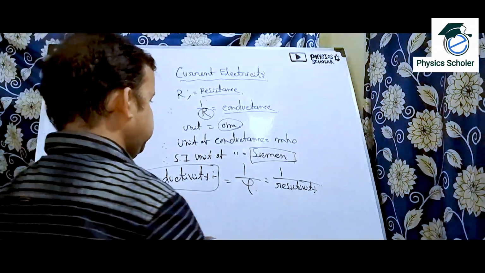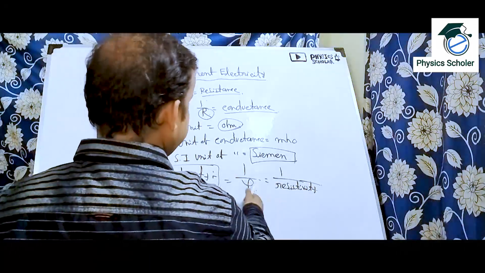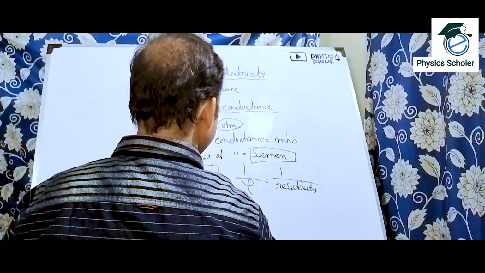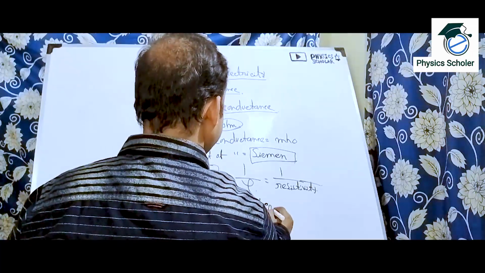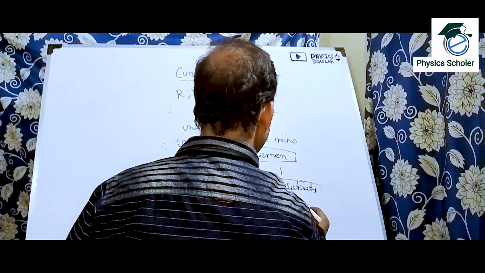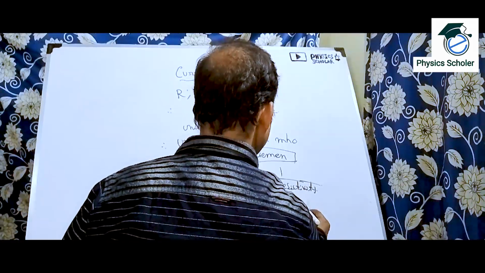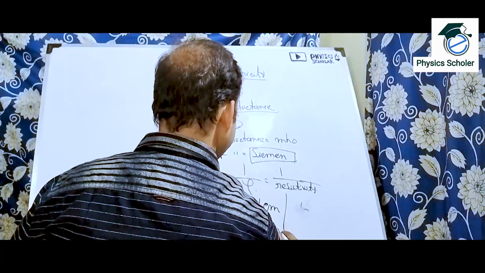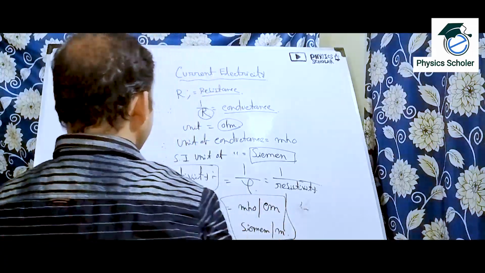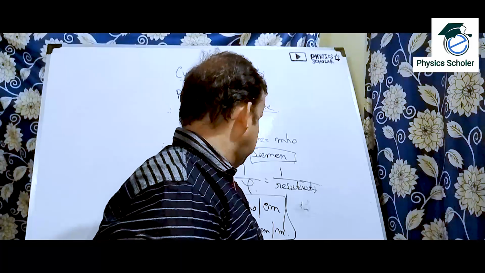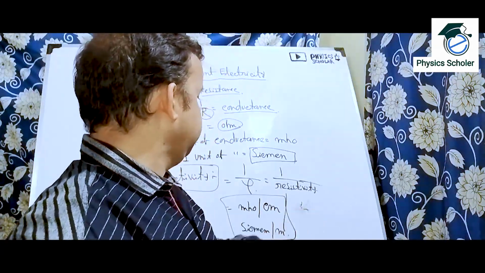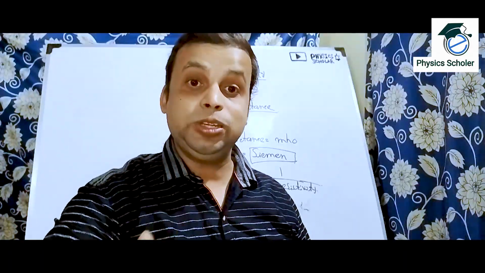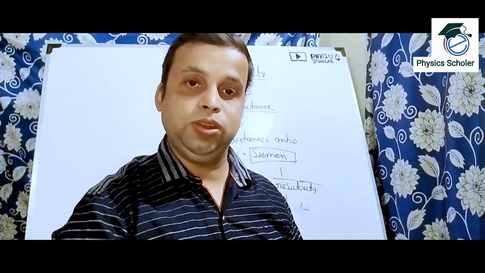So conductivity is equal to what? 1 by resistivity. So what is the unit? Mho per centimeter or Siemens per meter. So this is the unit of conductivity. Mho per centimeter or Siemens per meter. So what is the conductivity of a conductor? The reciprocal of the resistivity of the conductor is known as the conductivity of that particular conductor.